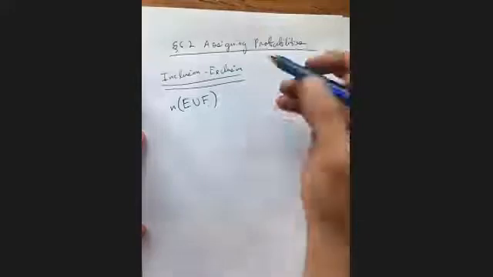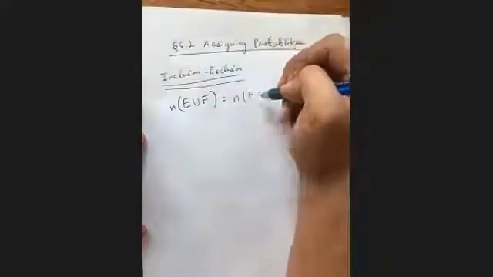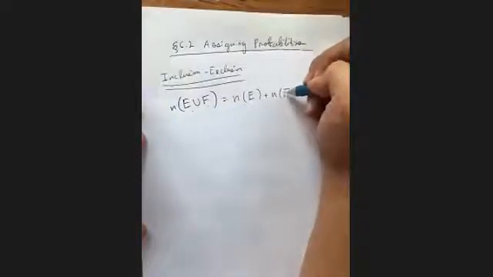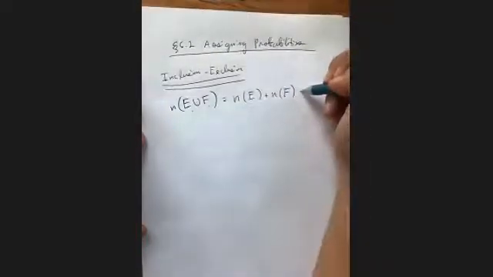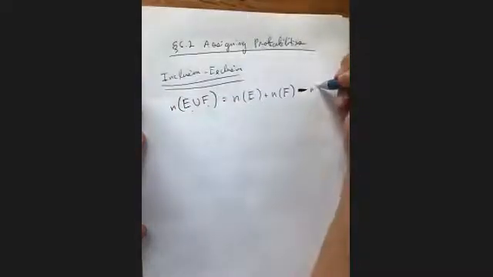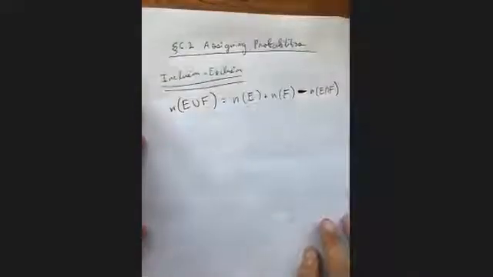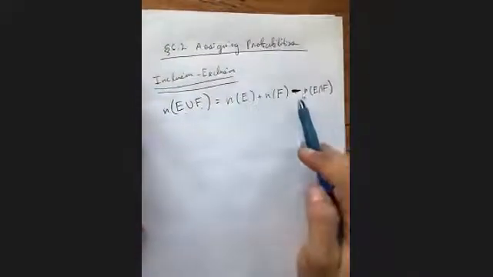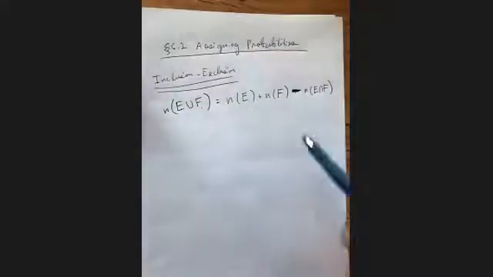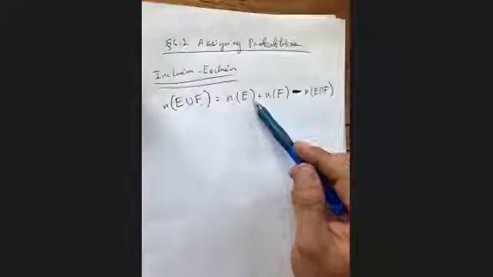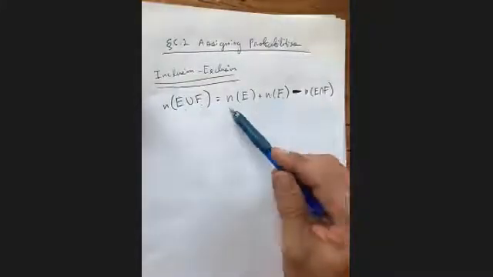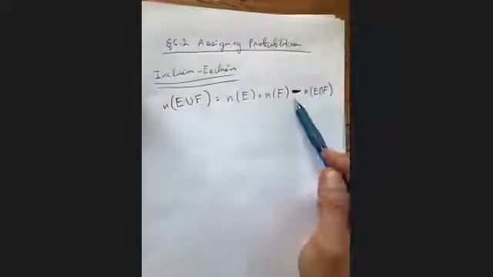And remember what that said? That said that if we wanted to know the count of elements that are in the union of two sets, then that was in general equal to the number of elements in the first set plus the number of elements in the second set minus the number of elements in the intersection. And remember that we subtracted the intersection because we had double counted it. When we were counting the number of elements in E and counting the number of elements in F, we've counted the intersection twice, and so we have to take one of those away.